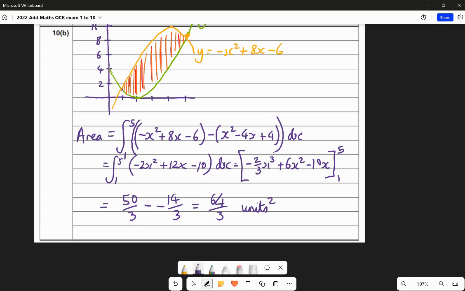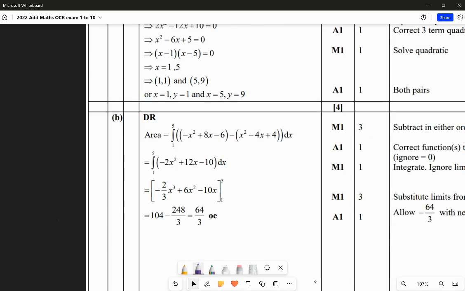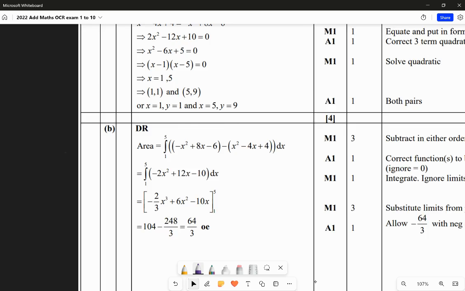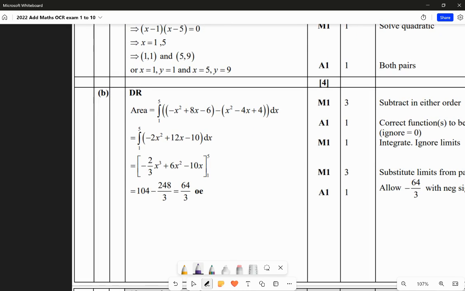Okay, let's have a look at the solutions and the mark scheme. Okay, part 1, just as we did it. Part 2, that's how we did it. So subtracting the two curves from each other and then integrating and then plugging in 5 and 1. I think they've done a slightly different way of calculating those. I think I would ignore that. But 64/3 is the answer.